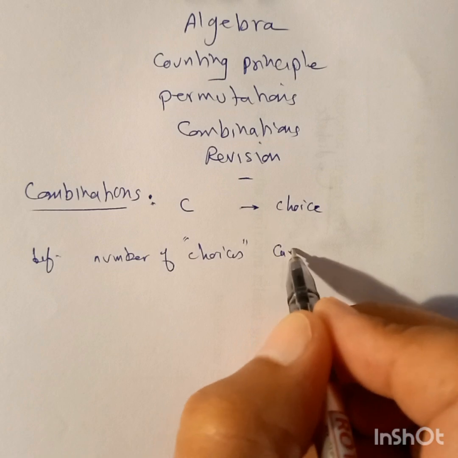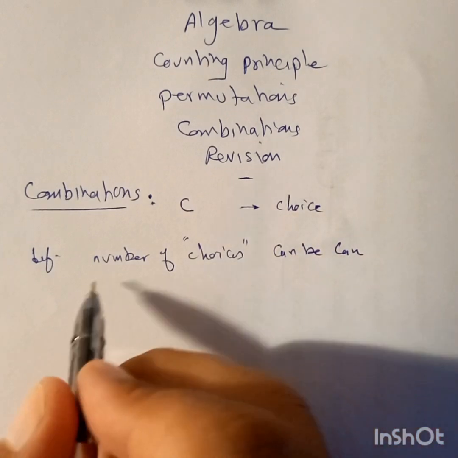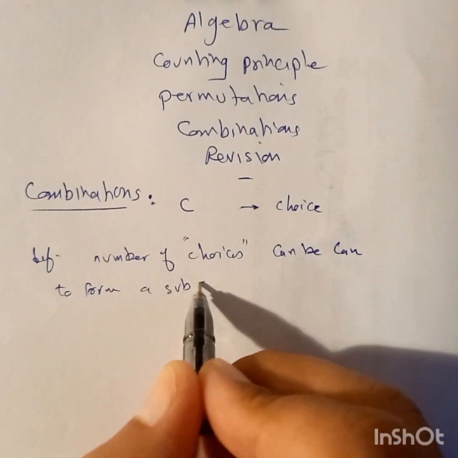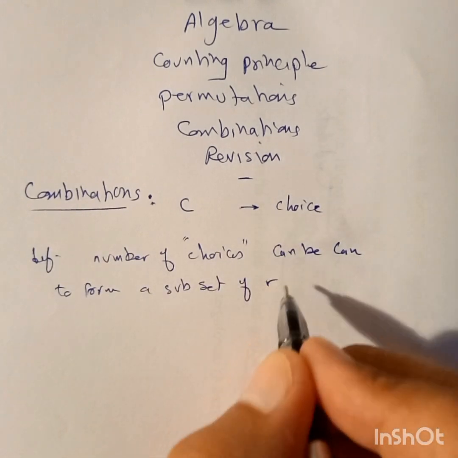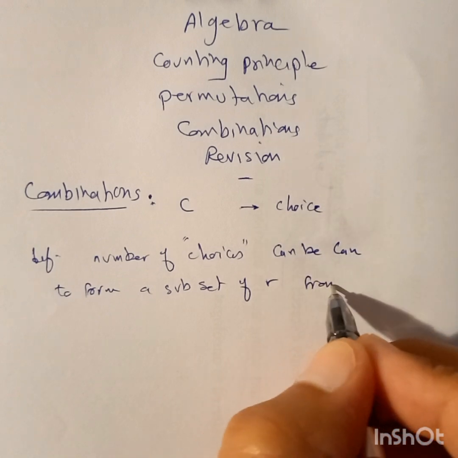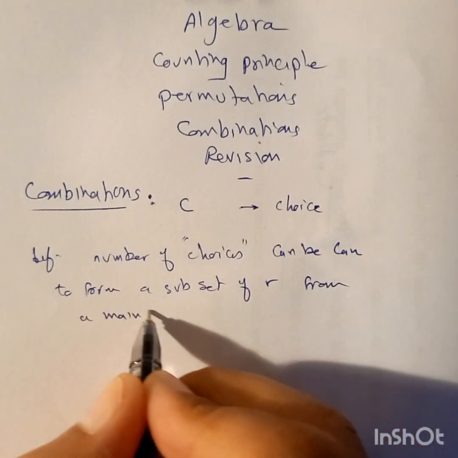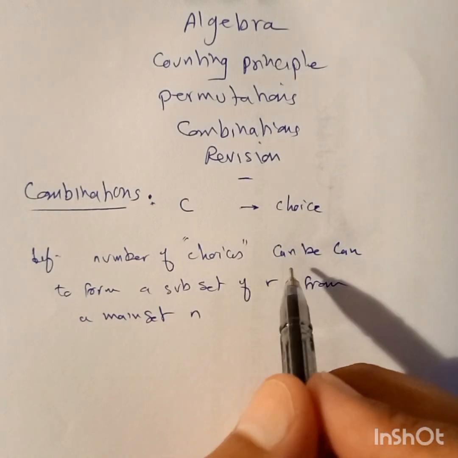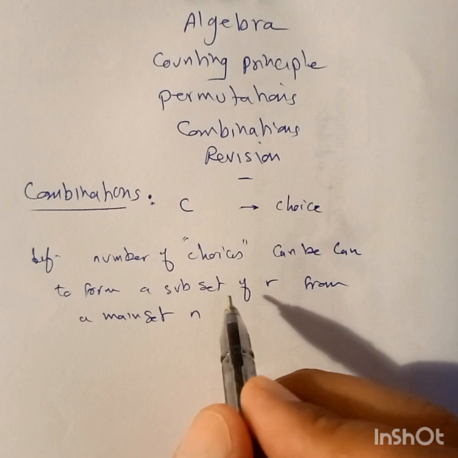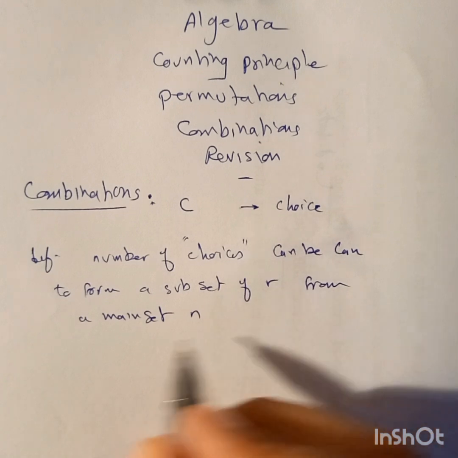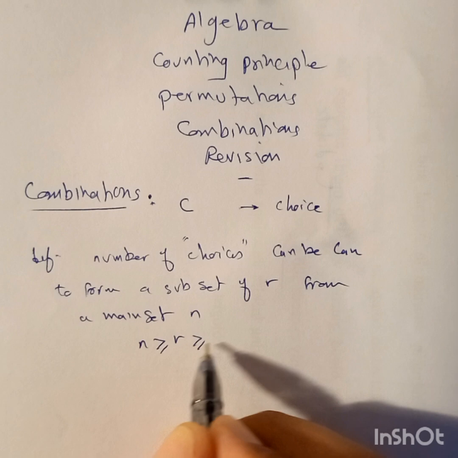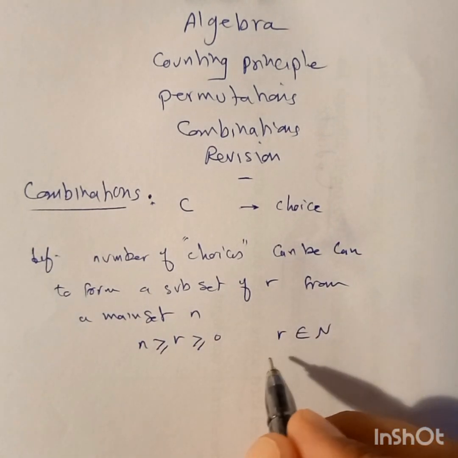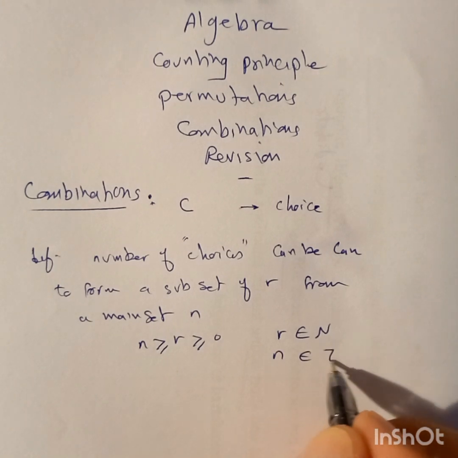It can be done or performed to form a subgroup or subset of number of elements r from a main group or main set of a number of elements n, without taking arrangement or ordering into consideration. Then we have n greater than 0, r belongs to the natural numbers, and n belongs to the positive integers.